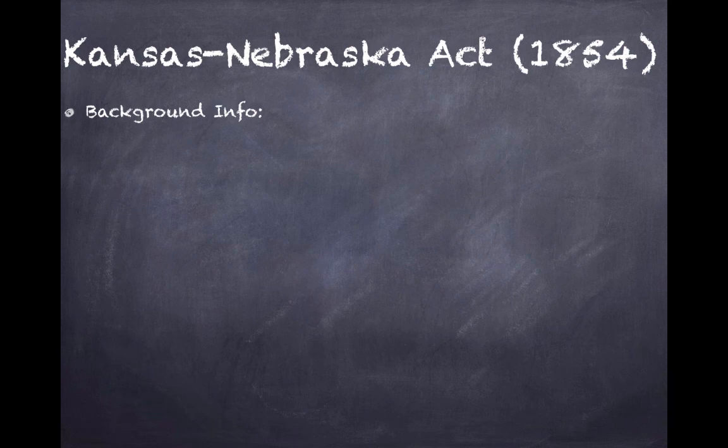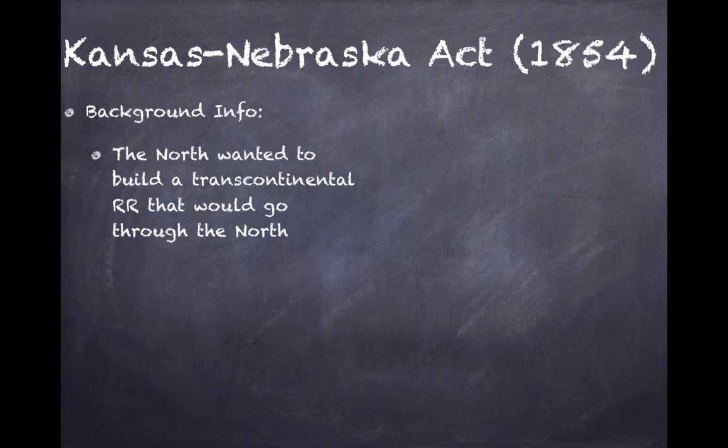So let's talk about some background information for what the Kansas-Nebraska Act is all about. During this time period, we see the development of railroads. We've talked in previous videos about the importance of infrastructure and its development at this time through canals and national roads. But now as technology advances, the North specifically wants to see a transcontinental railroad go through parts of the United States.